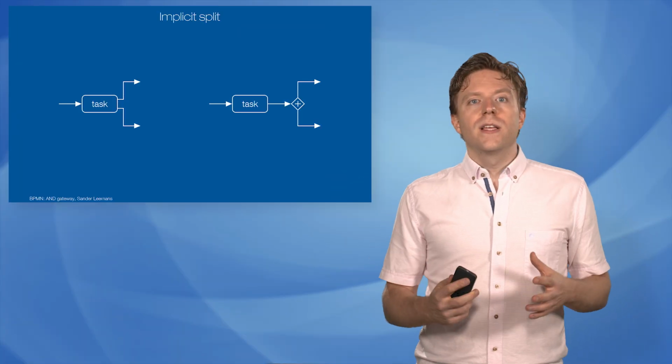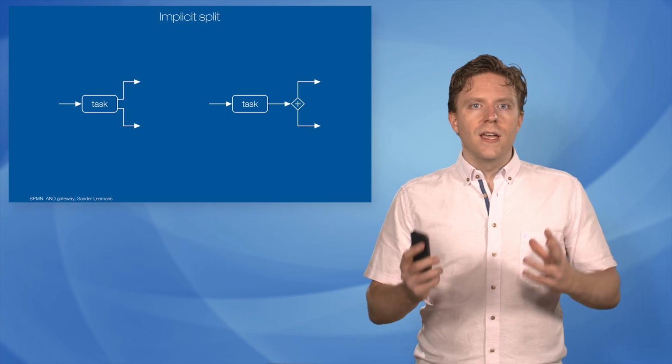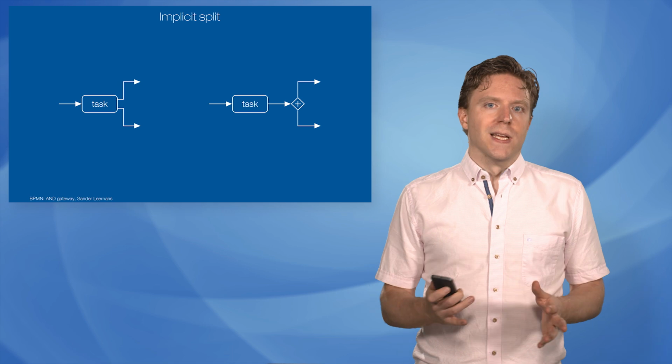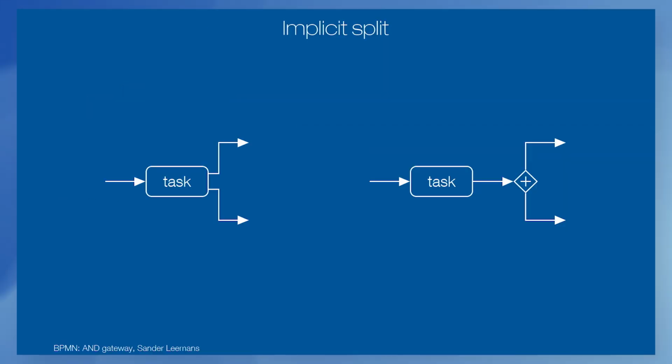Sometimes we would like to limit the number of gateways in our model. And for that we can use this implicit split. On the right we see a construct where first a task is executed and then using a sequence flow it's modeled that after that an AND split is executed.